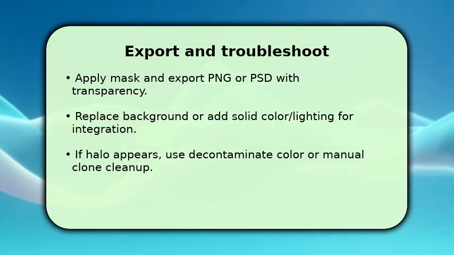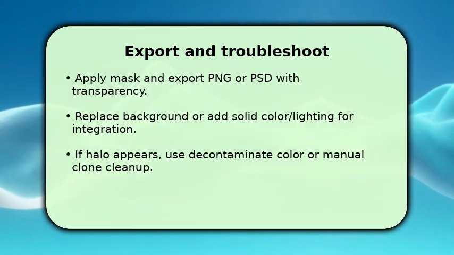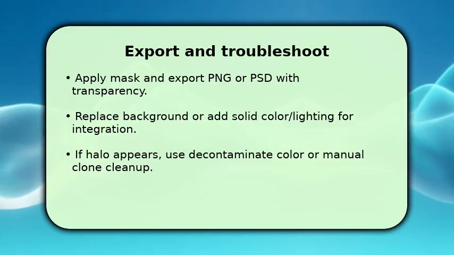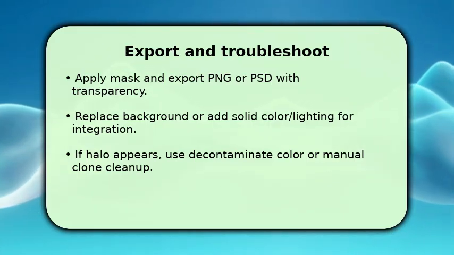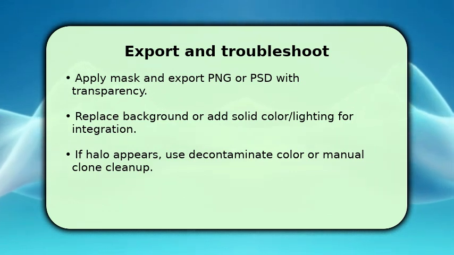If you see halos or color fringing, use Decontaminate Color or sample edge colors with a low opacity brush to paint away remnants. If things still look off, undo to the duplicated layer and refine the mask with a slightly larger or smaller feather until edges blend.